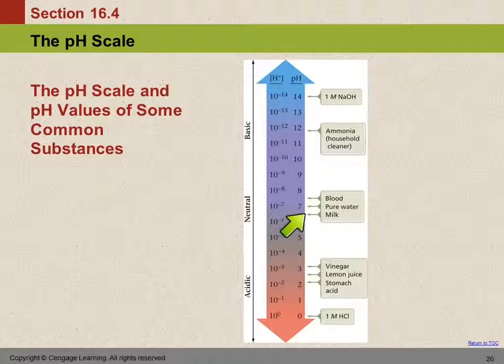Milk is close to basic, but it is still slightly acidic. But these guys are right in here. Down here, in the more acidic range, at the very bottom here, we've got 1 molar HCl, which is pretty concentrated. Here you've got stomach acid, around 2. Very acidic, your stomach acid.